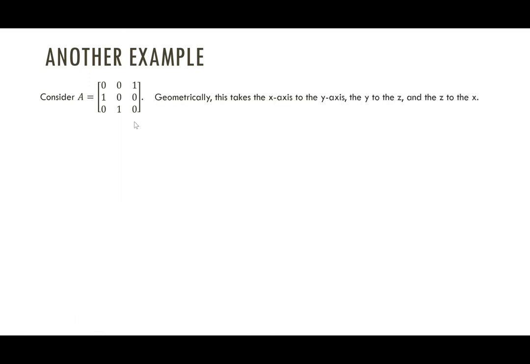Okay. Let's do one more example. So let's consider this 3x3 matrix. And what is this matrix doing? Like, what is the transformation doing? Well, if you think of each column as being where the standard basis vectors are taken, then geometrically speaking, this is going to take the x-axis to the y-axis. This column means that we're taking the y-axis to the z-axis, and this third column means we're taking the z-axis to the x-axis. So geometrically, that's what's happening.